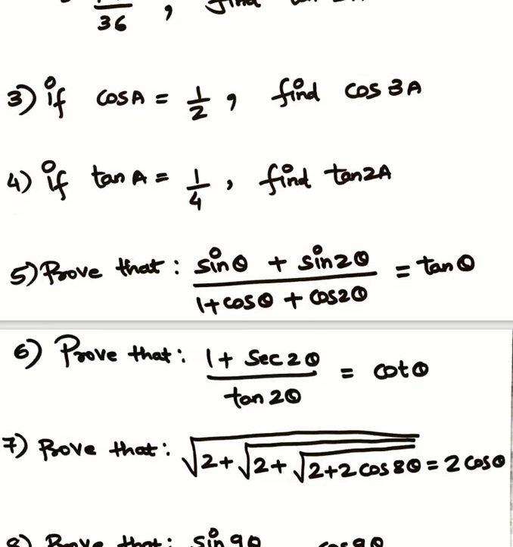Now third question, if cos A is equal to 1... So third and fourth are similar only, like cos A is given and tan A is given, and you have to find cos 2A and you have to find tan 2A. So if you know the formula, you can easily get the answer. It's very simple and basic level.